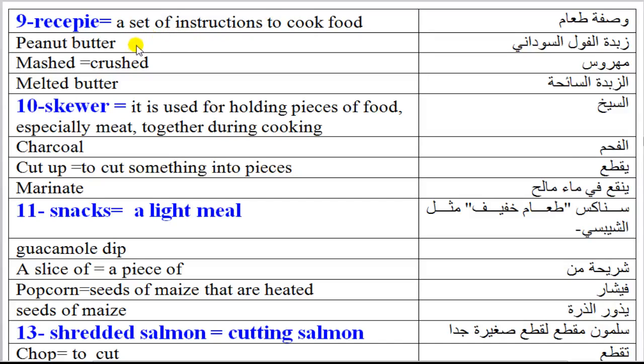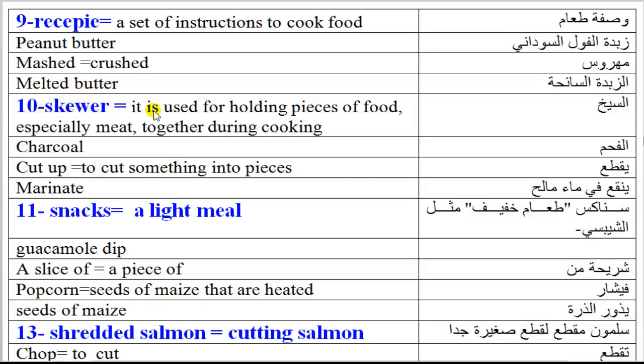Peanut butter. Butter. T soft D. Mashed. Crushed. Melted. Melted butter. Butter. T soft D between two vowels. Melted butter.